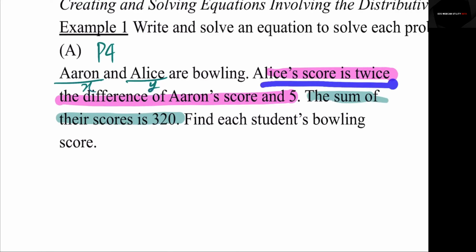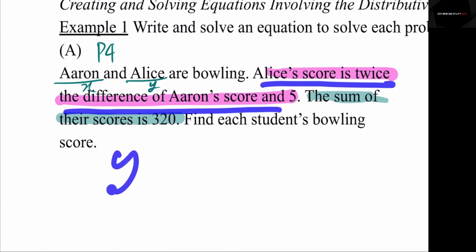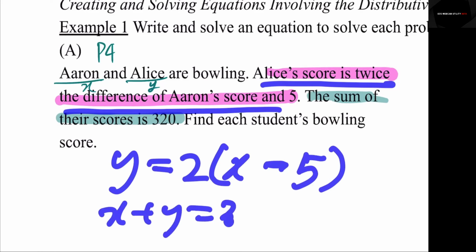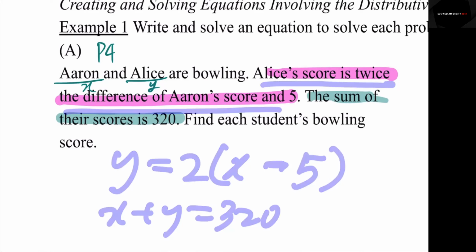In this case, what do we have? Alice's score is twice. Alice is the Y actually, right? Y is twice the difference. Subtract. What are we subtracting? Aaron's score and 5. Because we have to write them in the order in which it appears, Aaron is the X and the number is 5. The other equation is what? X plus Y is 320. Yeah, that's what we did, right?